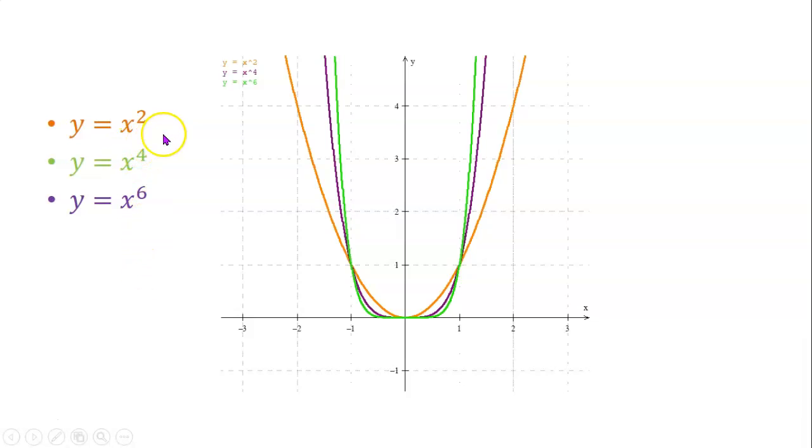And then here are some even powers of x. X squared is our old friend, the squaring function. The graph is a parabola. X to the 4th looks sort of like a parabola, but I got this mislabeled. X to the 4th is the purple one, and x to the 6th is the green one. They look sort of like parabolas, but they're more flat in the middle. And then they go up more steeply as you get away from the middle.